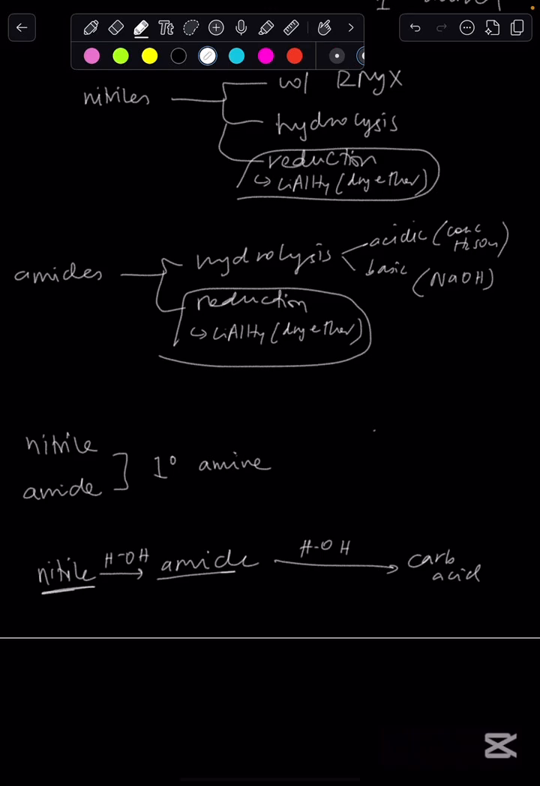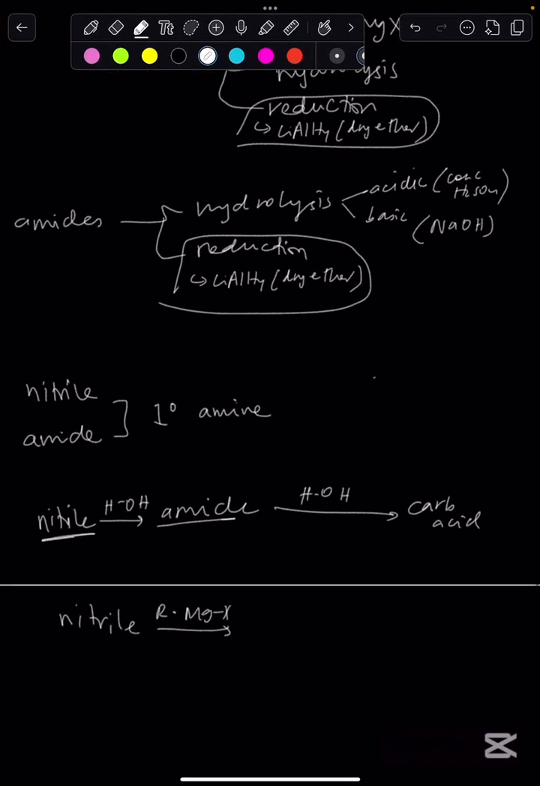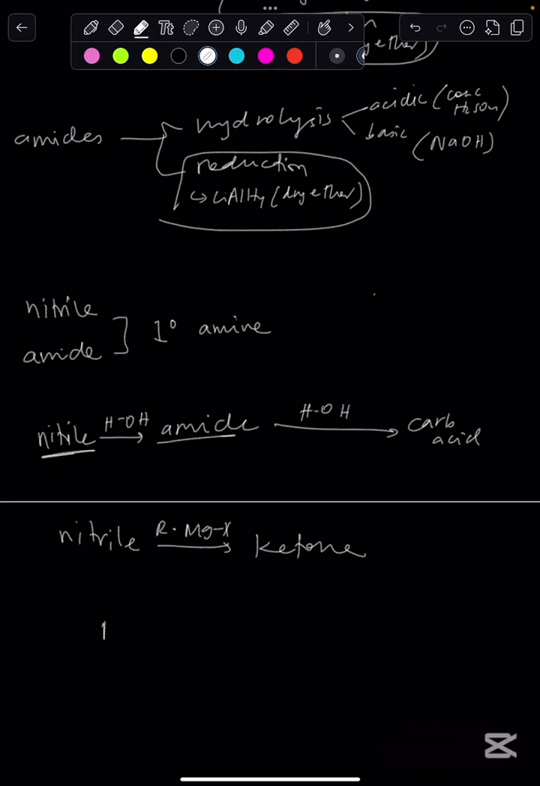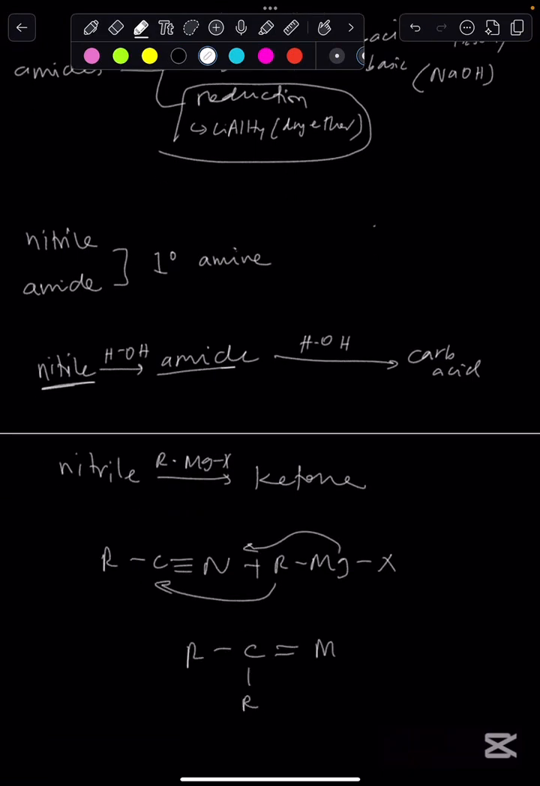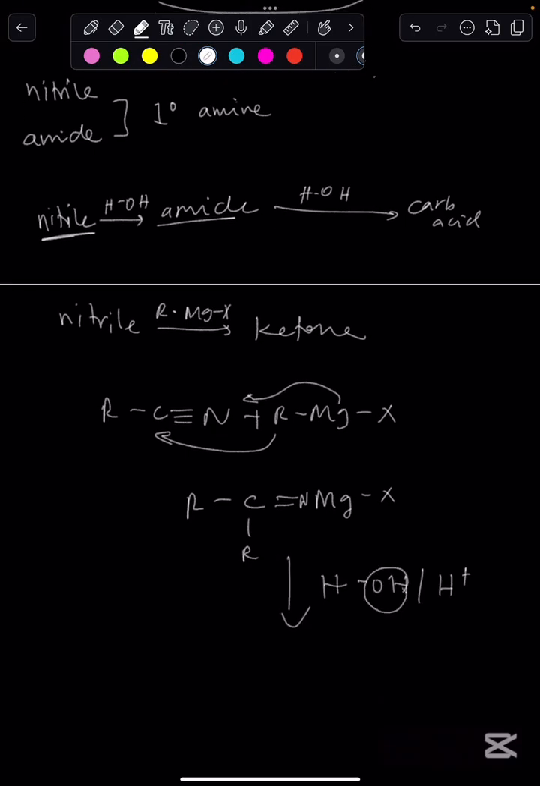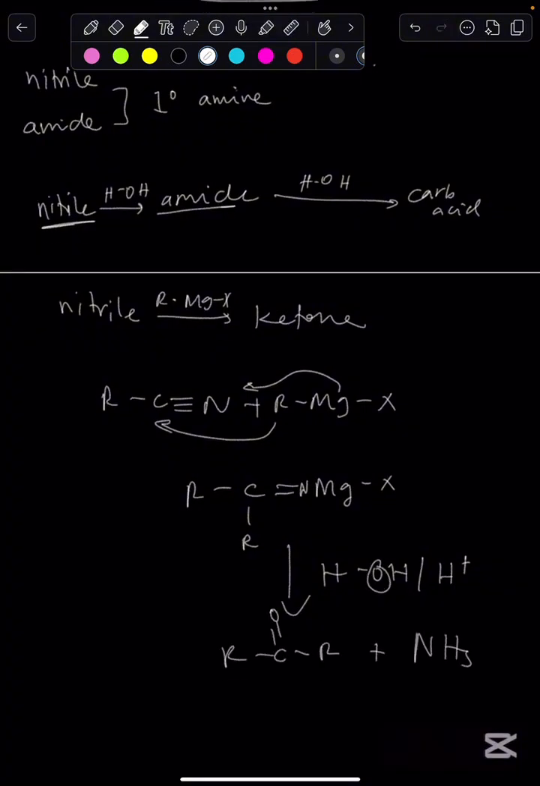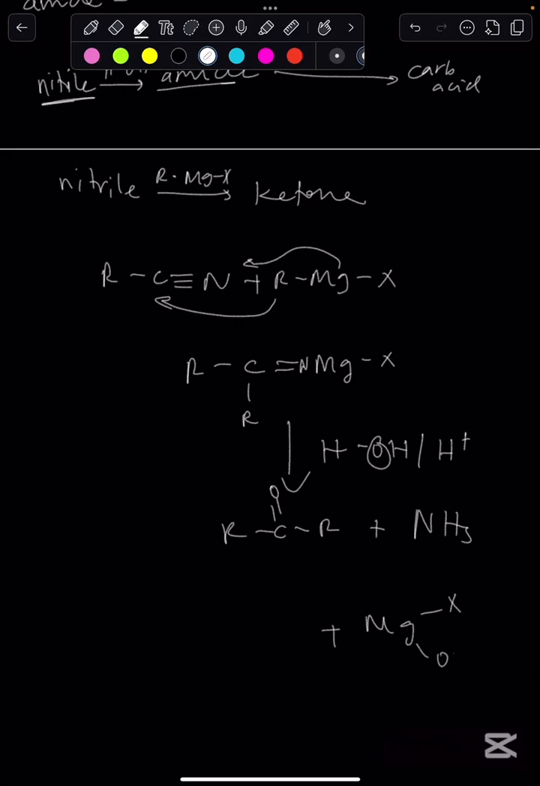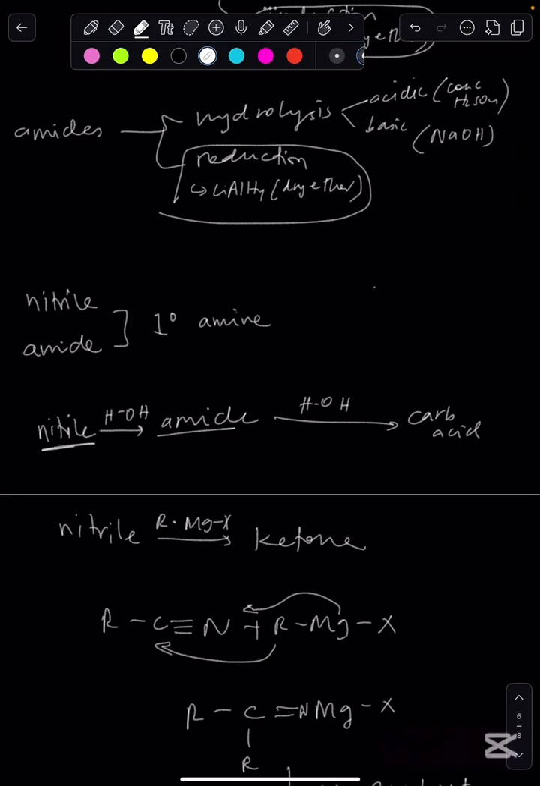And then we may see the reaction of nitrile with Grignard reagent. React with Grignard reagent, it will form a ketone. How it will form a ketone, I'll show you. So this part attacks over here, this part attacks over here. Then water will come in, and this oxygen is going to combine over there, and then it's going to form a ketone, and then we will have ammonia and ketone formed.